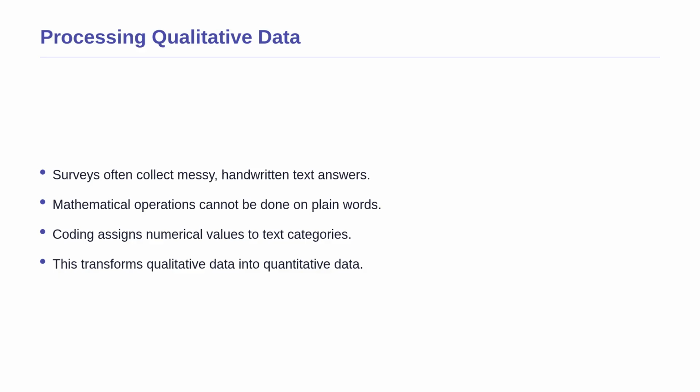Therefore, our first step in processing this qualitative data is a technique called coding. We assign a numerical code to each category. For example, code 1 for online shopping and code 2 for in-store shopping. This crucial step transforms chaotic qualitative text into structured quantitative data that we can actually analyze.